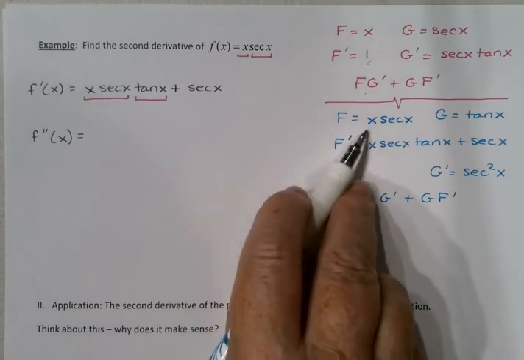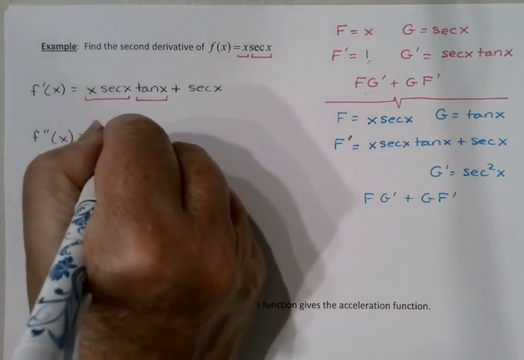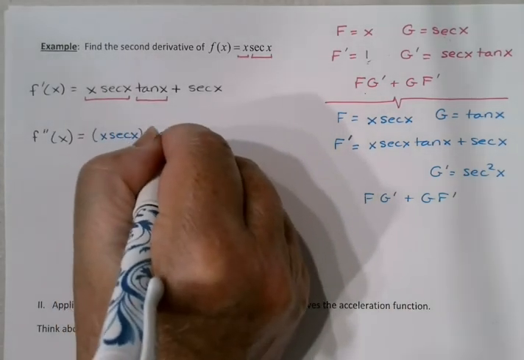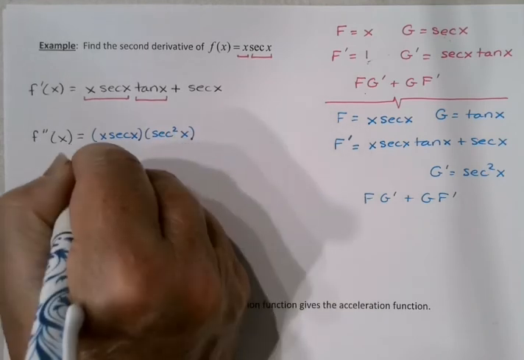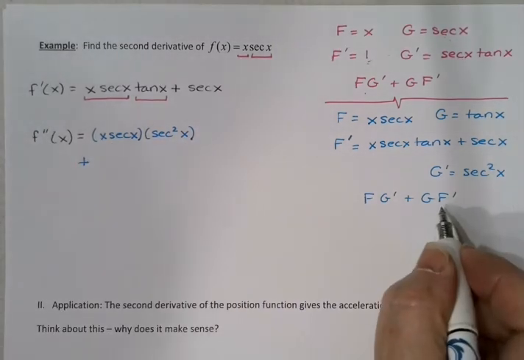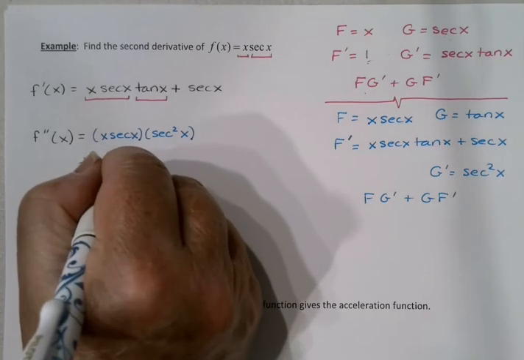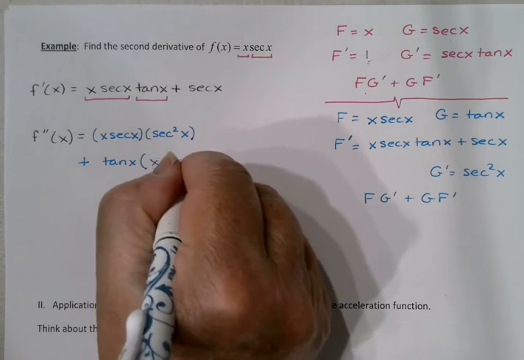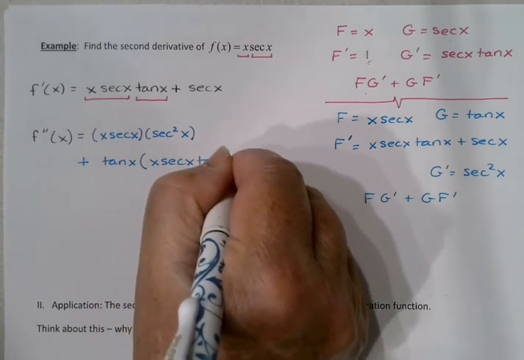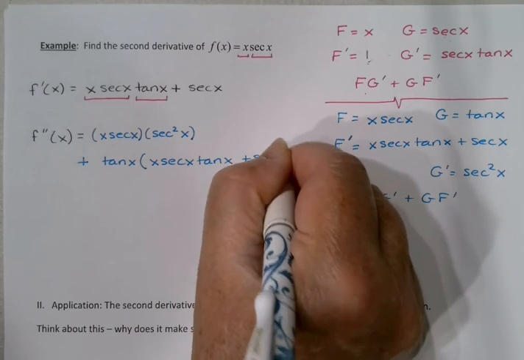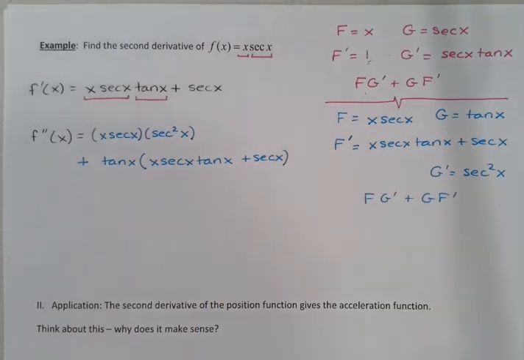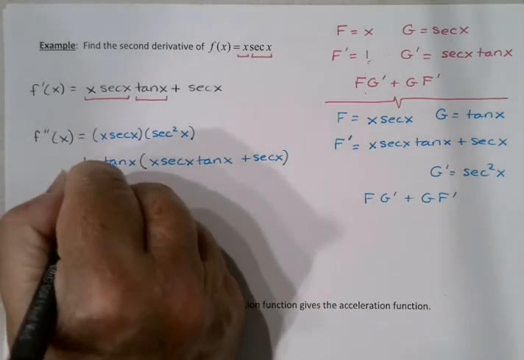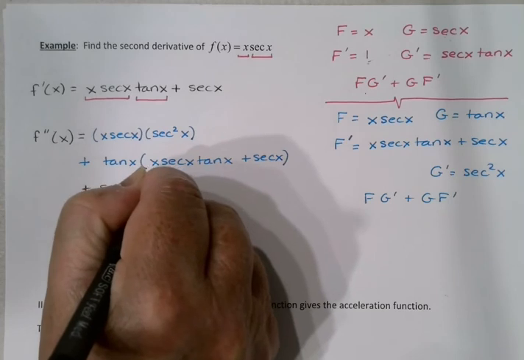So I now need f g prime plus g f prime. F g prime, x secant x times secant squared x, plus g f prime, tangent x times this whole thing. So that's that whole product rule. And then I also have to take the derivative of secant x, which is secant x tangent x.